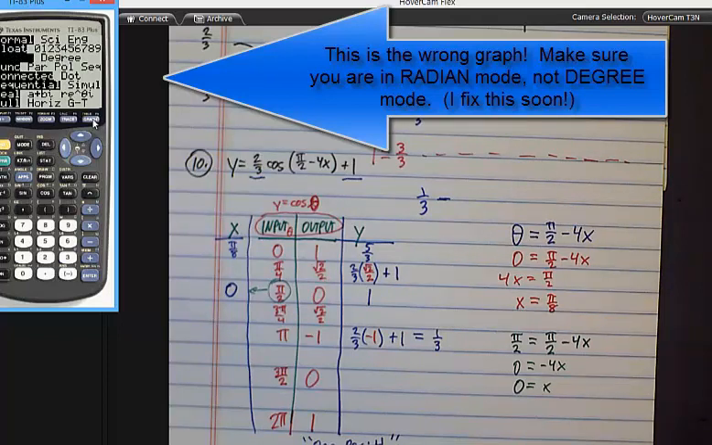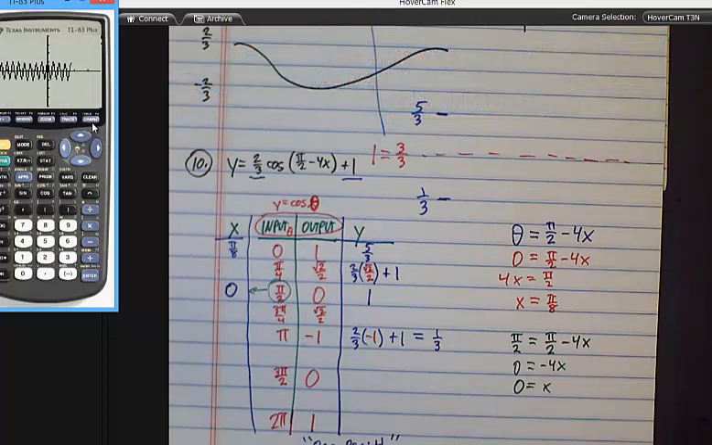And let's go ahead and try the graph again. Okay, oh, look at that. Well, that looks quite a bit different. Let's hit the zoom and go to Trig. Zoom Trig.